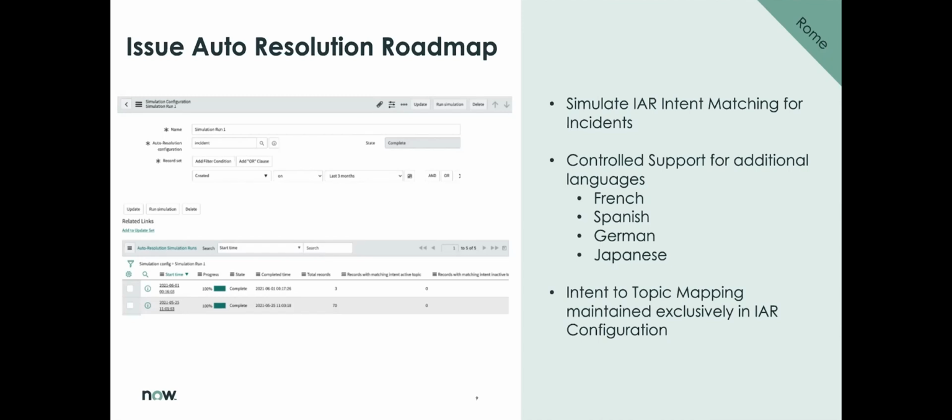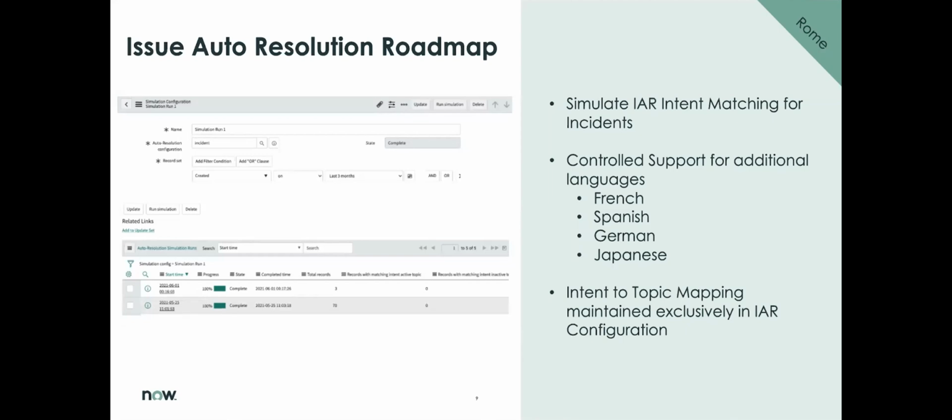The next piece is we are expanding the languages that are supported. You'll notice it says controlled support. This is because you won't get it out of the box, but you can enable it through support channels for French, Spanish, German, and Japanese. The reason they're controlled support is we really want to be hands-on with customers that are looking at using these languages. It's just a mechanism for us to be sure that you're getting the best service in terms of enabling multi-language there.